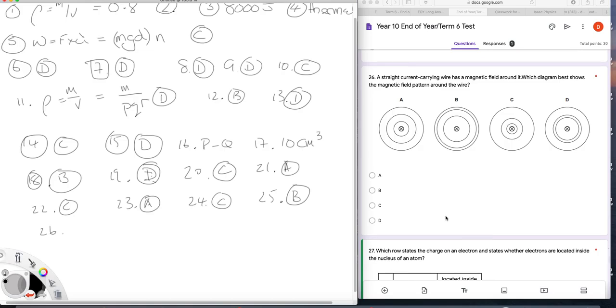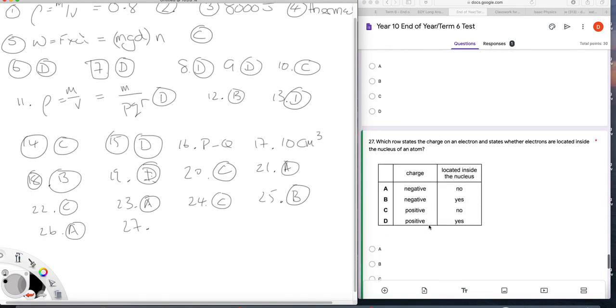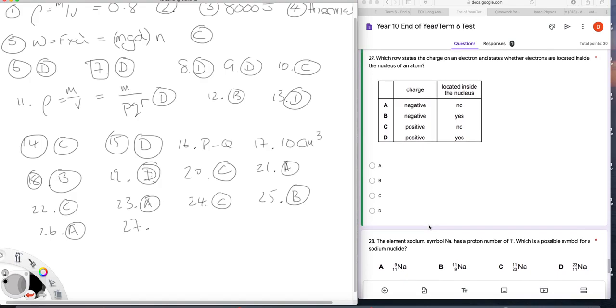26. A straight current carrying wire has a magnetic field around it. Which diagram best shows the magnetic field pattern around the wire? You would expect concentric circles evenly spaced like this. So the answer is A. 27. Which row states the charge on an electron and whether electrons are located inside the nucleus of an atom? Well, it's negative and no. So A.